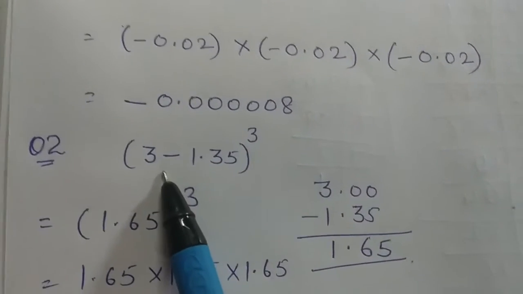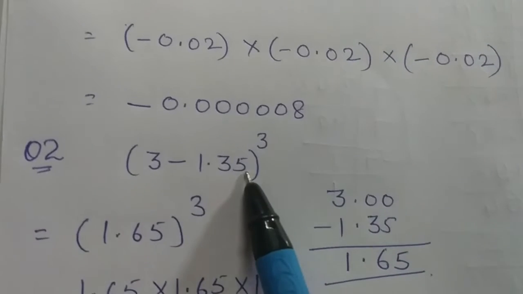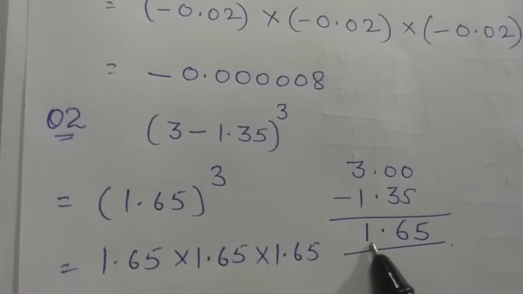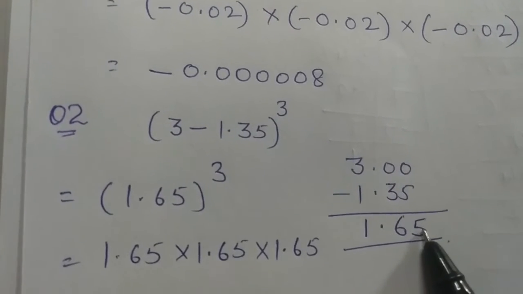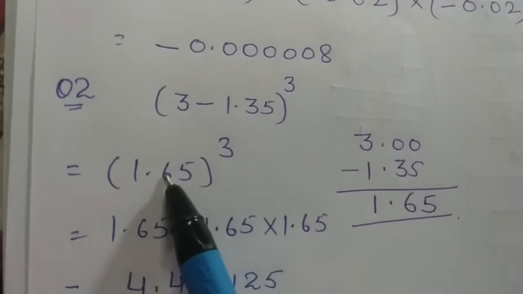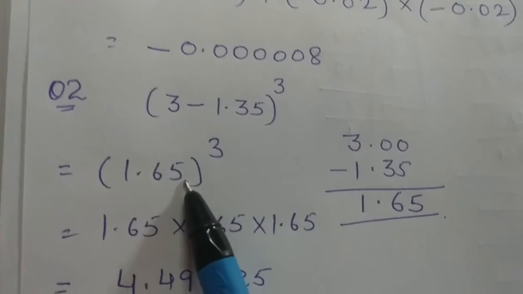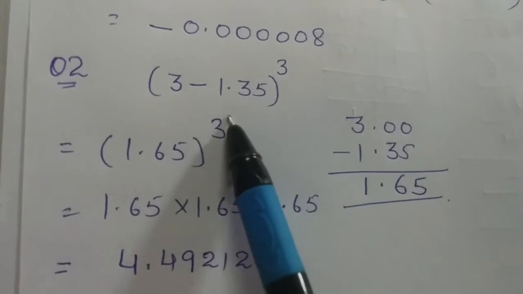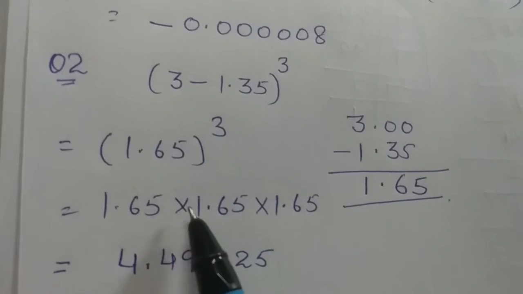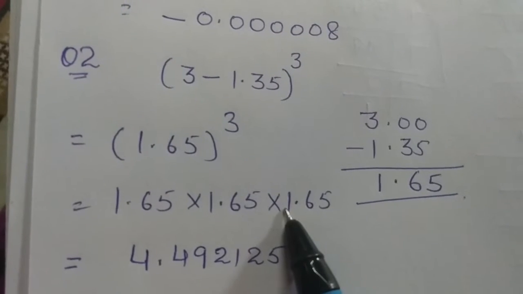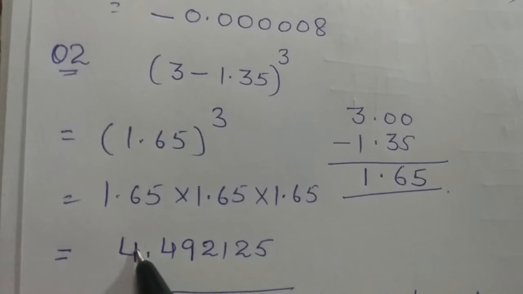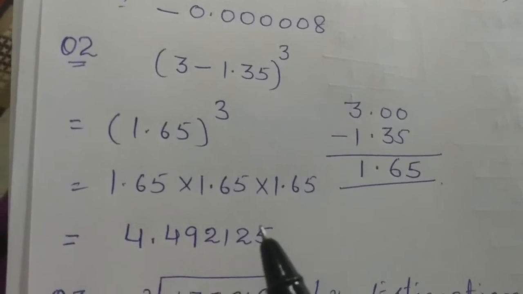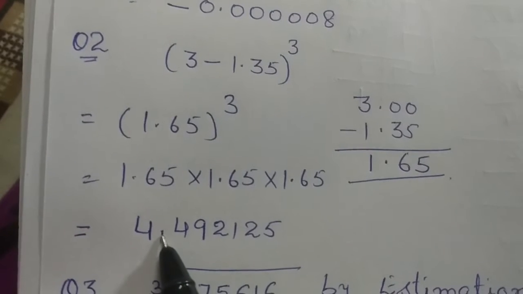Next question. 3 minus 1.35, cube. First of all, you will subtract these numbers. You will get 1.65, and then the cube of 1.65. Multiply this number 3 times because here the power is 3. 1.65 multiply 1.65 multiply 1.65. You will get your answer 4.492125. And how do you have to mark the point in your answer?